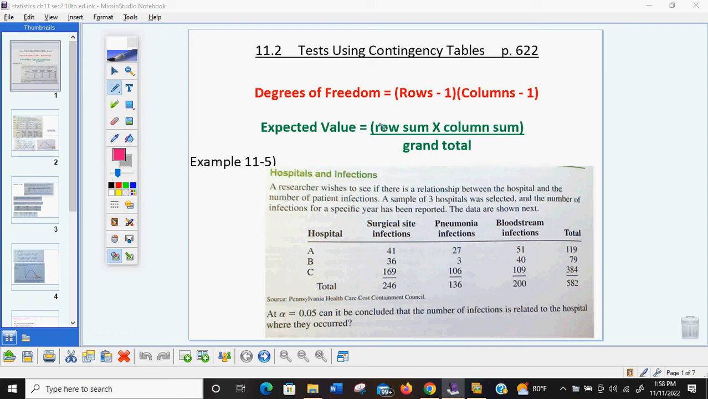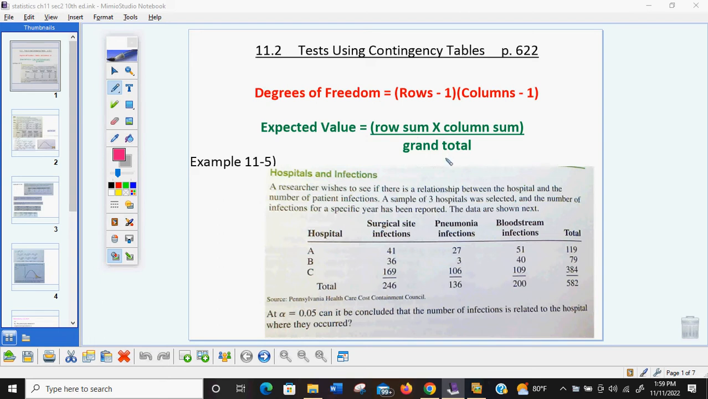In this section, we're going to learn another way to use the chi-squared test. This time we're going to do a test for independence. Now the degrees of freedom this time will be rows minus 1 times columns minus 1. And to get the expected value, you do the row sum times the column sum divided by the grand total.